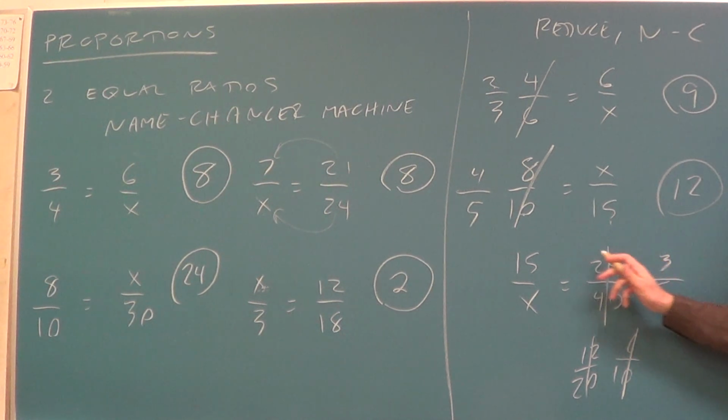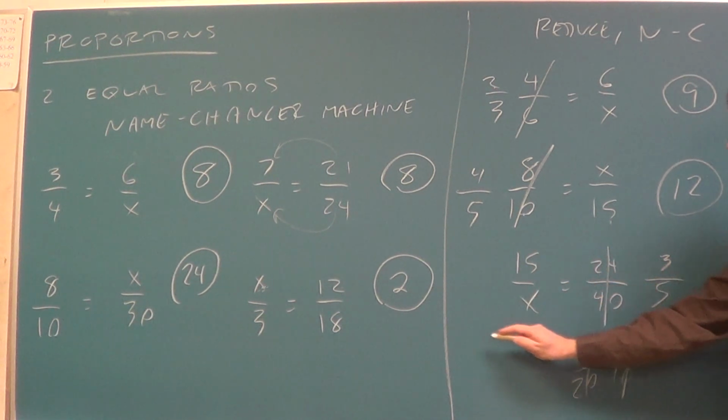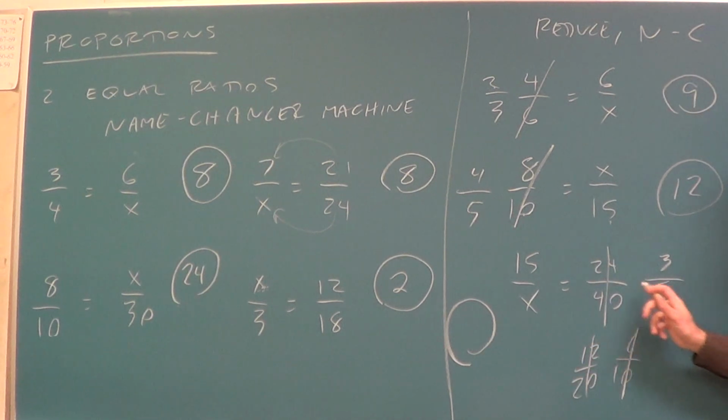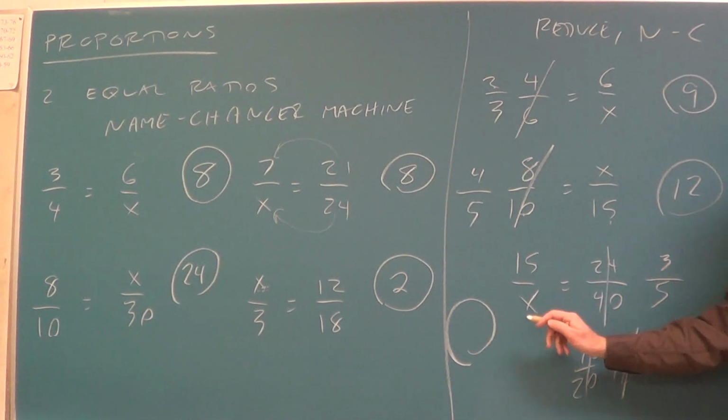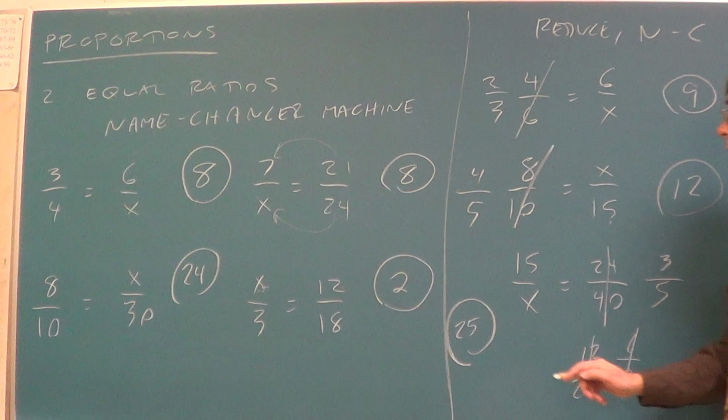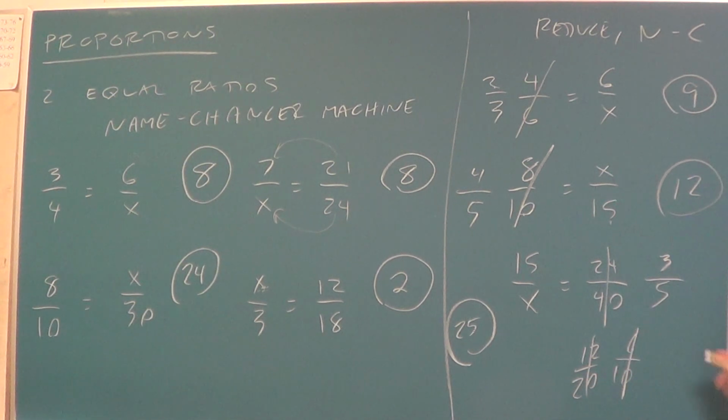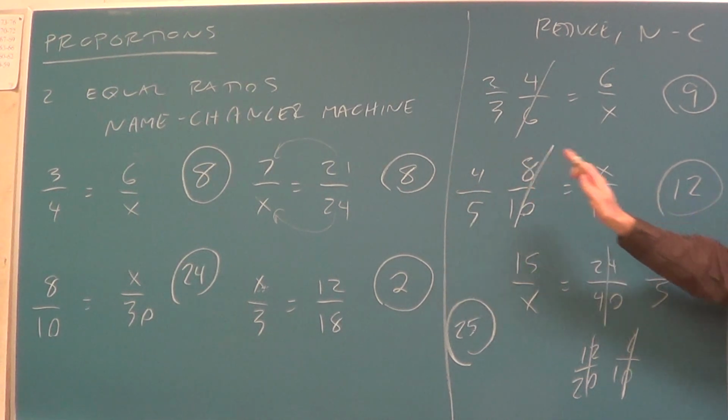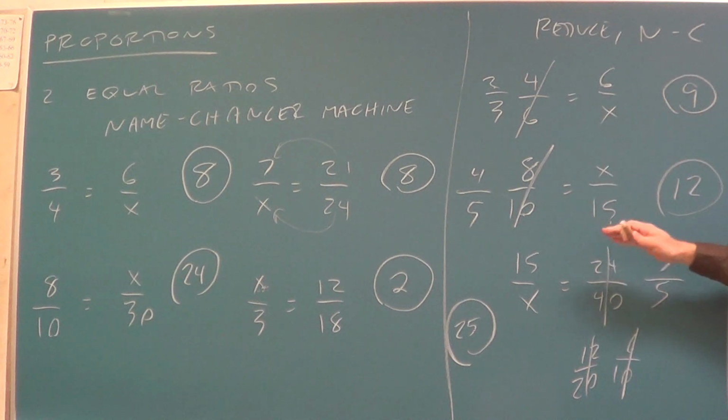So if 3 is turning into 15, what would 5 be turning into? 25 is correct. Question about anything to the left of that line now. Reducing can sometimes open the door for the name changer machine to work.